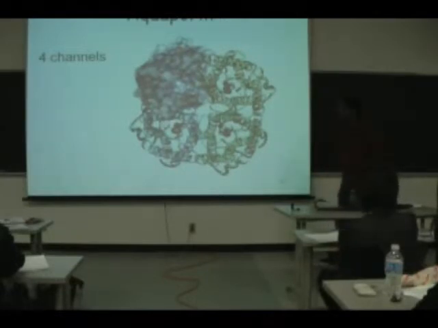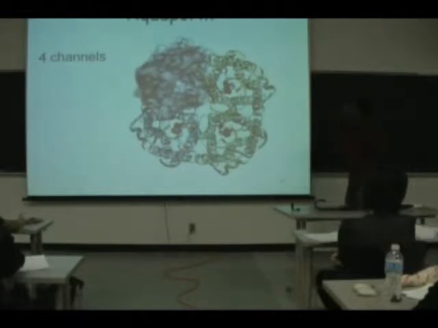This is a top view. An aquaporin molecule is usually made of four monomers, and this is water passing through the different channels. This is present in most animal cells.